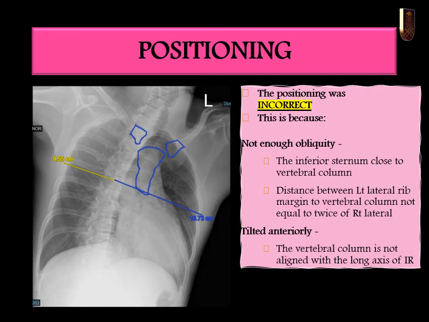Moving on to the positioning, this image shows incorrect positioning. This is because the patient was positioned with inadequate 45-degree obliquity. This is evident by the inferior sternum located close to the vertebral column. Besides, the distance between the left lateral rib margin and the vertebral column is not equal to twice the right lateral rib margin to the vertebral column. Apart from that, the patient also was tilted anteriorly. This is evident by the vertebral column not being aligned with the long axis of the image receptor.